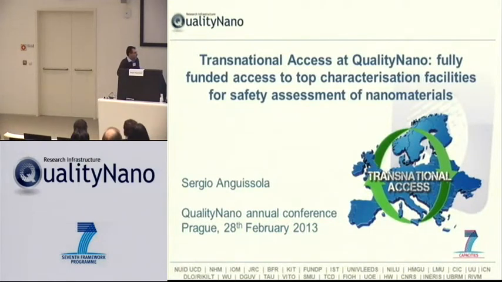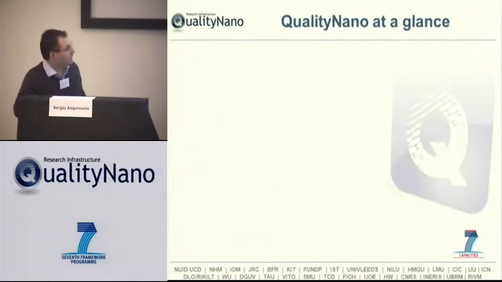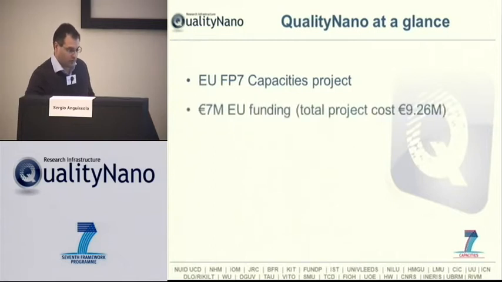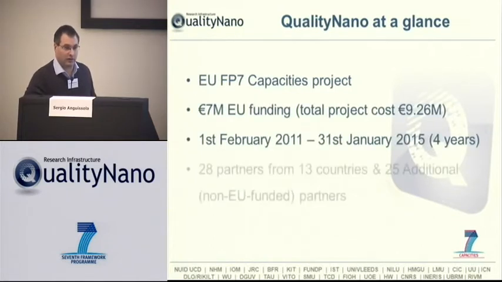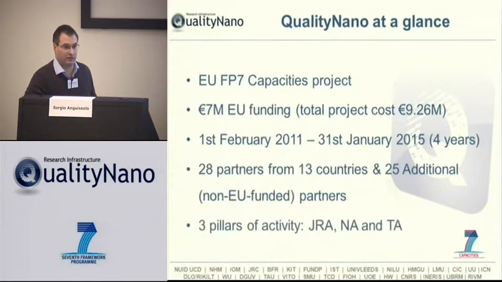So today I would like to talk to you a bit about the transnational access at QualityNano. First of all, I would like to introduce what QualityNano is: an FP7 capacities research infrastructure. It's an analytic infrastructure for the assessment and the characterization of nanomaterials towards the nano safety assessment. It's a 7 million funded project that started at the beginning of 2011 and is going to end in 2015.